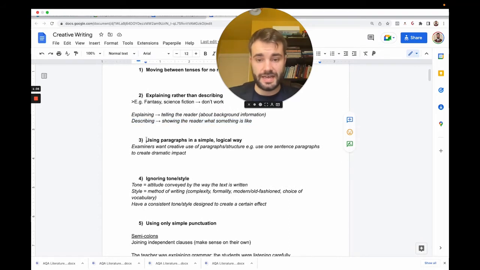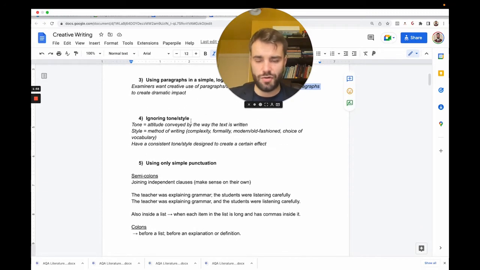The third mistake is using paragraphs just in a simple and logical way. Now, you actually specifically get marks in the mark scheme for using creative paragraph structures, like a one-sentence paragraph or even a one-word paragraph, to create dramatic impact. And that's also pretty easy to do. You're leaving marks on the table if you don't do it.